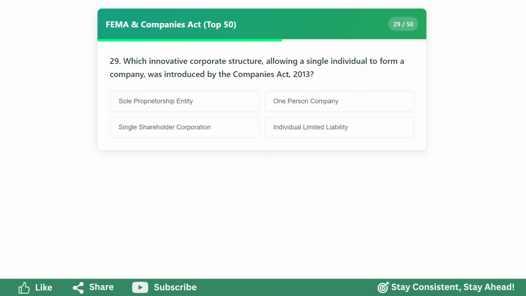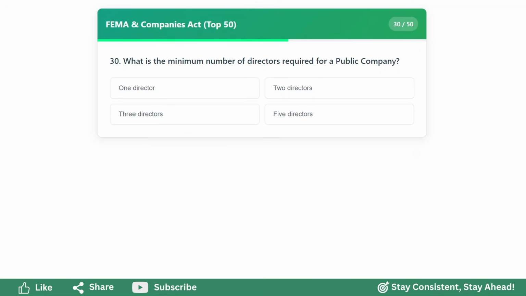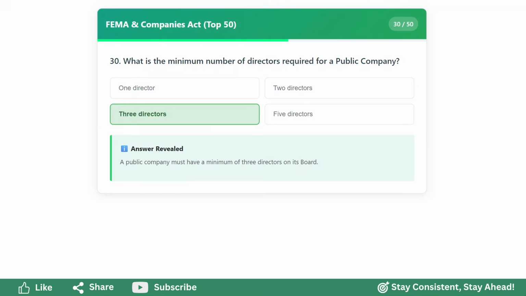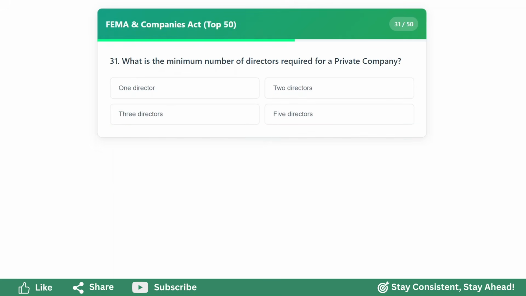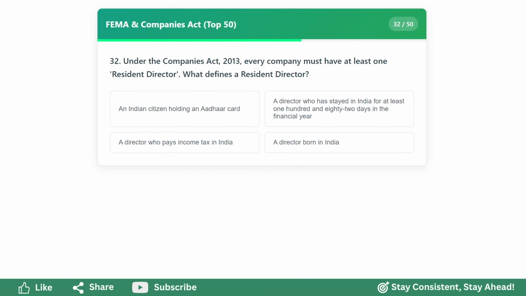Which innovation corporate structure allowing a single individual to form a company was introduced by the Companies Act? One person company. What is the minimum number of directors required for a public company? 3 directors. What is the minimum number of directors required for a private company? 2 directors. Under the Companies Act 2013, every company must have at least one resident director.